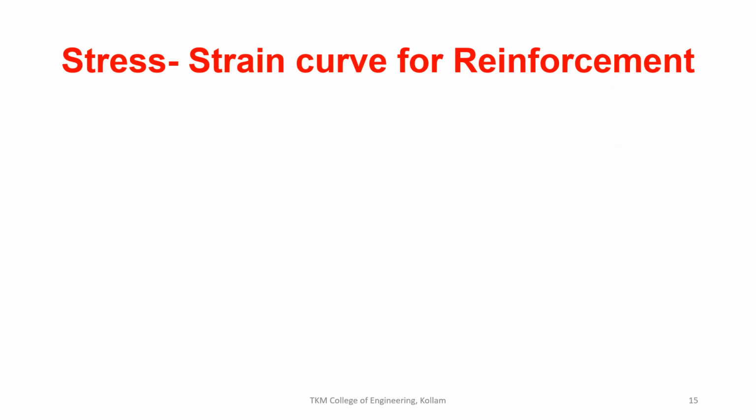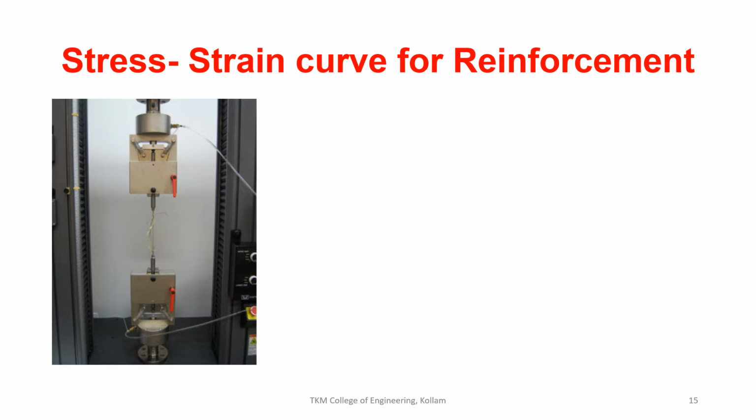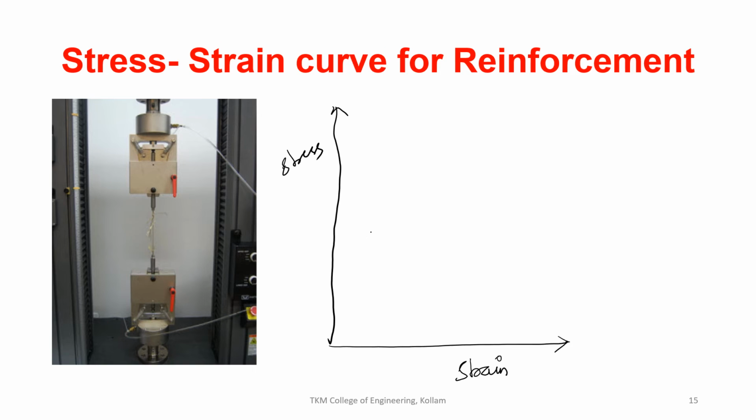Okay. Now, similar to concrete, you have an idealized stress strain curve for mild steel also, as well as the HYSD bar. We will draw the stress strain curve for your reinforcement. For that, we do the tensile testing of the reinforcement. You studied this in your first semester SM lab. You have done the tensile testing of your reinforcement, and here you will plot strain in your x-axis and stress in your y-axis, and you will get a curve.